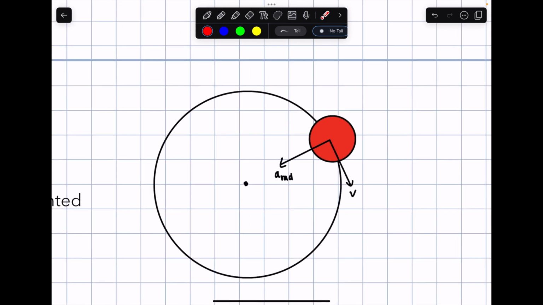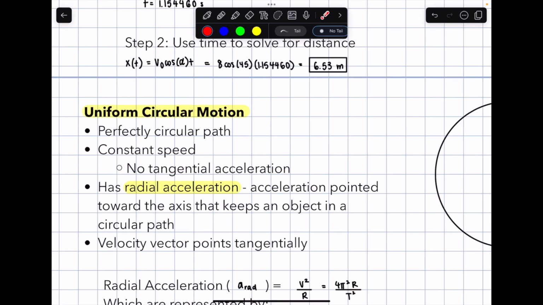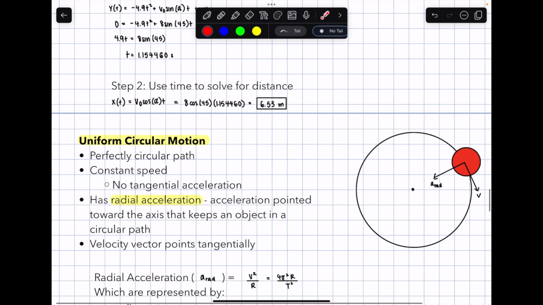Because it's traveling at a constant speed, when we take the derivative of any constant, it's always going to be equal to 0. But circular motion does have one type of acceleration, and it's called radial acceleration. Radial acceleration is basically the force or the acceleration that's pointed toward the center of a circle. What that acceleration does is keep the object on its path.